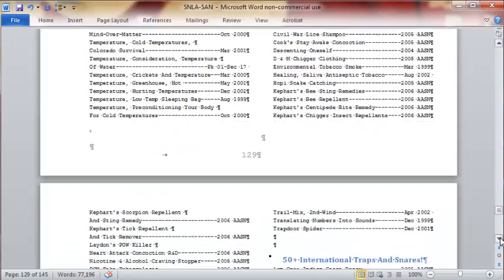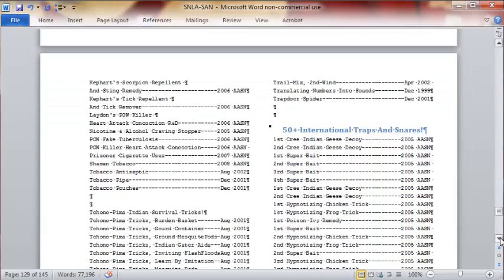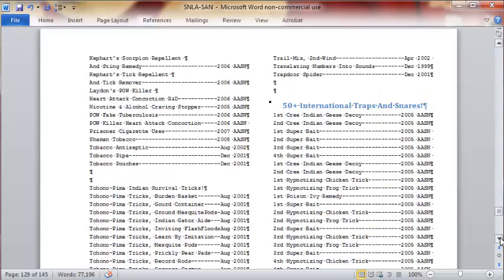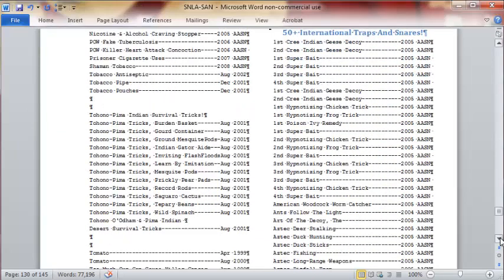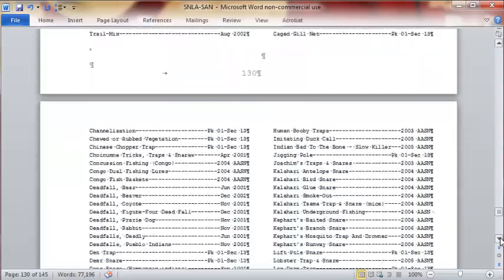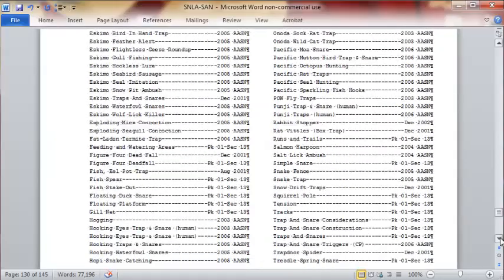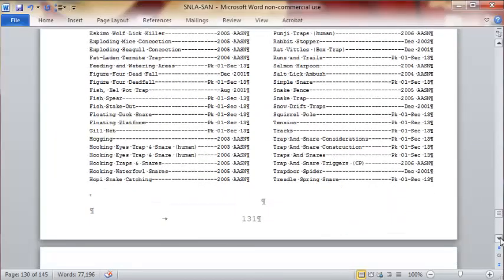Oh, tobacco, amazing survival uses with tobacco. And I tell you how the frontiersmen and the pioneers did it. 50 international traps and snares. I've been wanting to make a video on that for the longest time. Haven't done it. These are international traps and snares for everything from insects to big game.